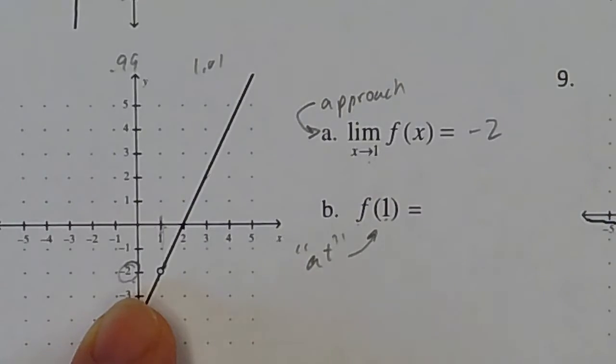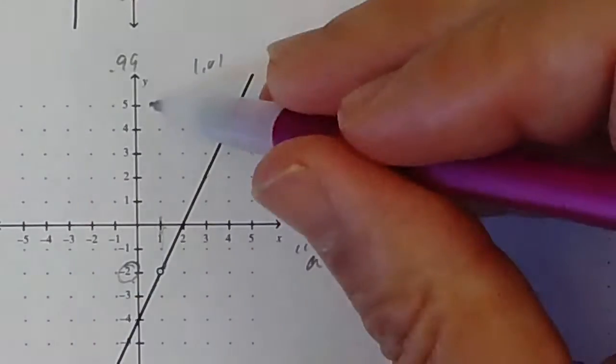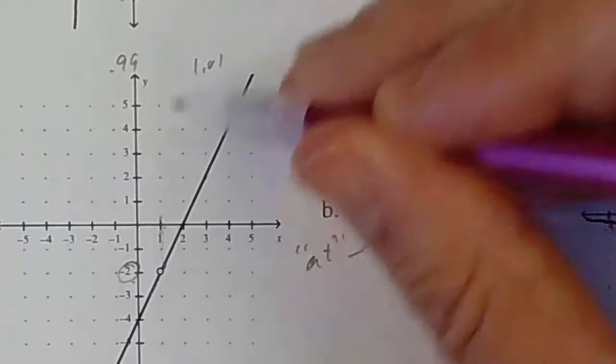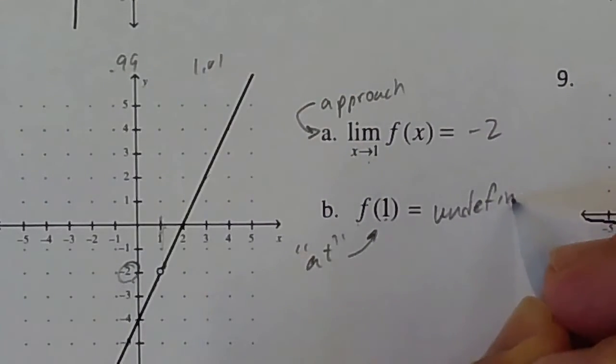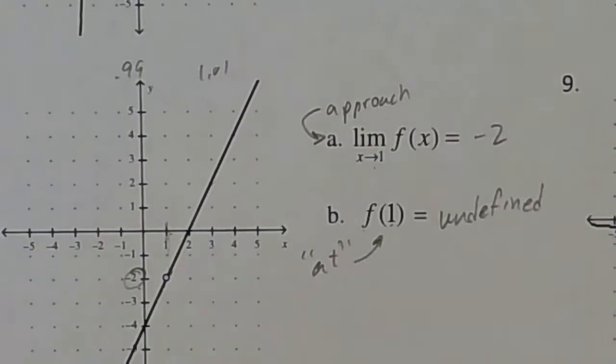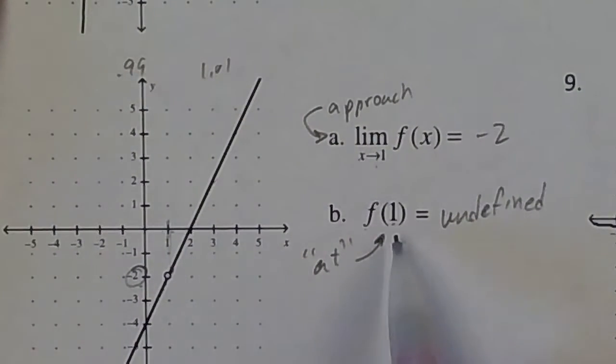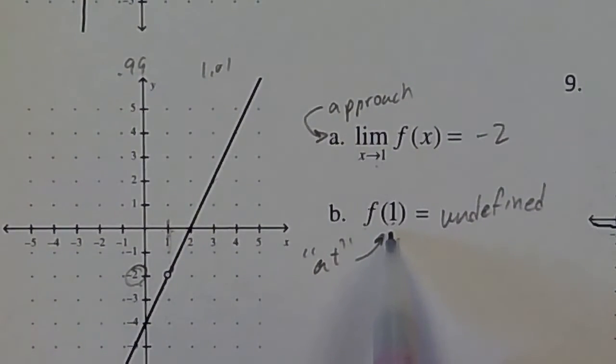What is the value at 1? If you look up and down here at 1, it is undefined. It is not there. There is no value. Some people also say does not exist. That's fine, but I'd rather you say undefined because that's how we typically answer that. Okay? Or maybe it will be defined.